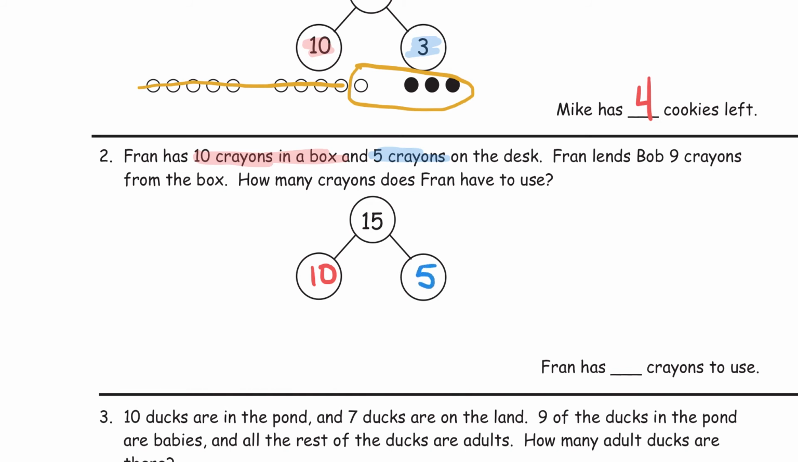All right, boys and girls, what I want you to do now is I want you to pause the video and finish this problem on your own. What you're going to do is you're going to draw out our number bond right here. You're going to draw out 10 dots and then 5 dots. You are then going to subtract 9 because Fran lent Bob 9 crayons. So you're going to come back over here. You're going to cross out 9 of them. You're going to circle as a group what you have left. And that will be your answer here for Fran has blank crayons to use. Finish that problem, come right back, and we'll take a look at number 3.